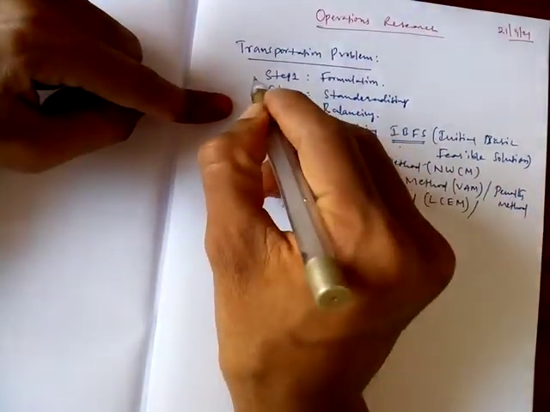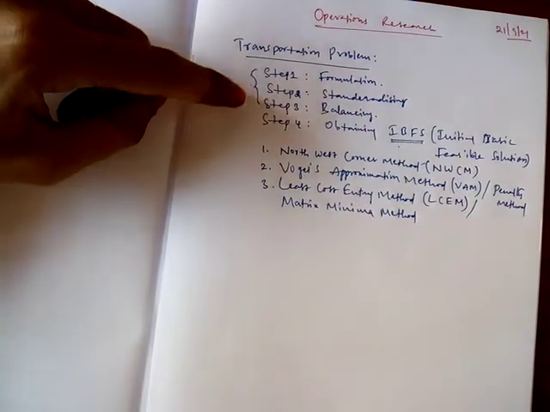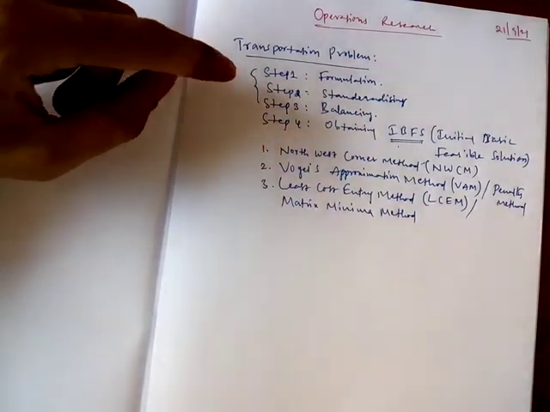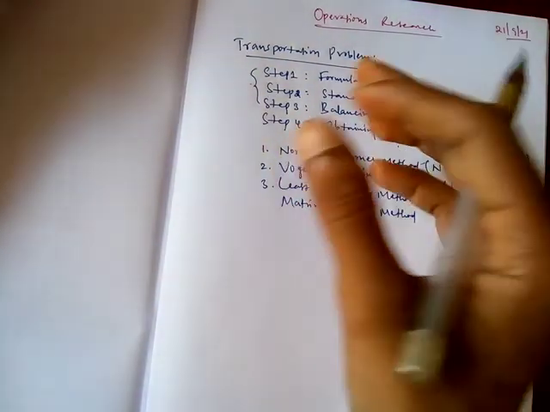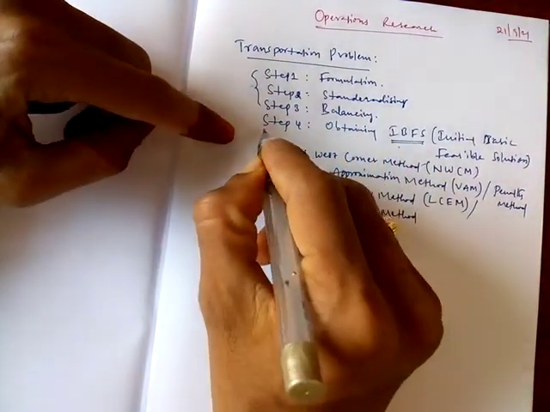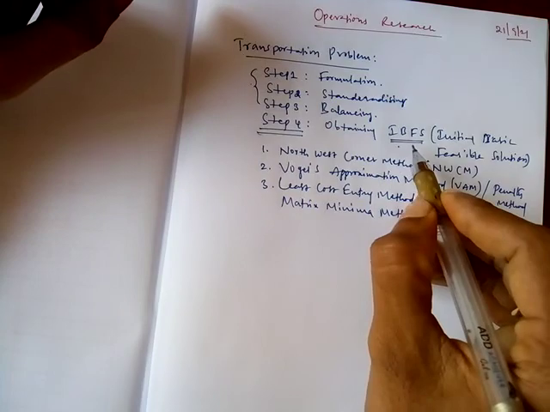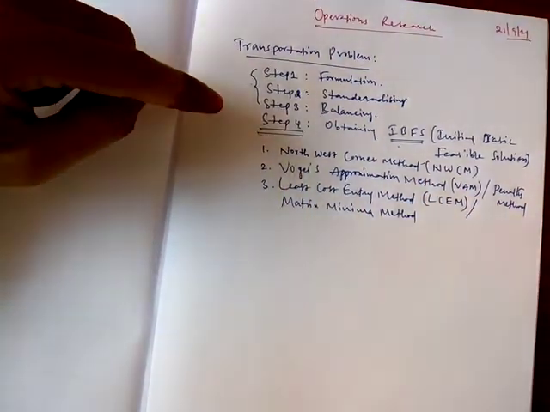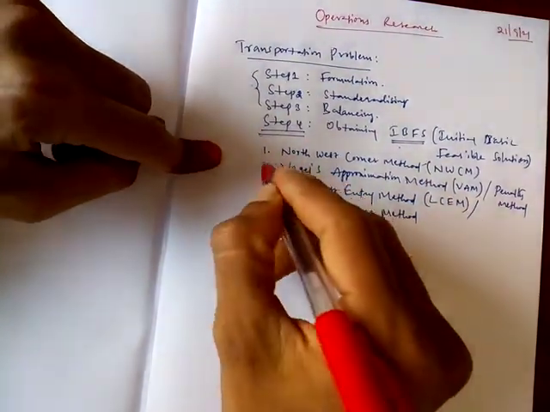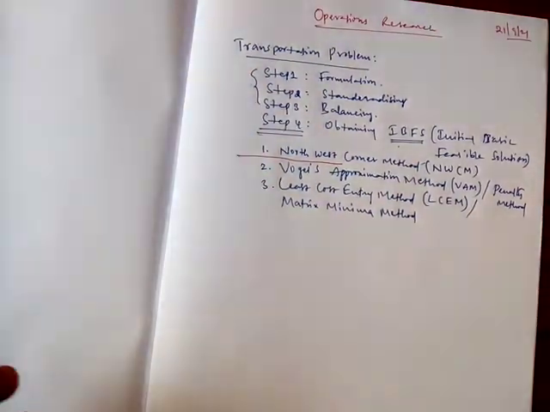So let us understand this. Let us discuss step 1, step 2, step 3 in another video. Here let us discuss step number 4, that is obtaining IBFS using the northwest corner method. Only the northwest corner method we are going to discuss today.